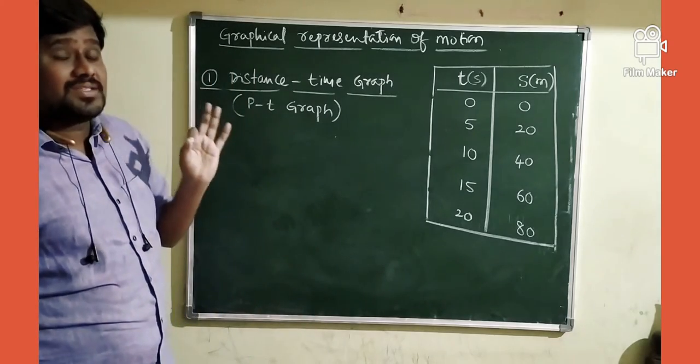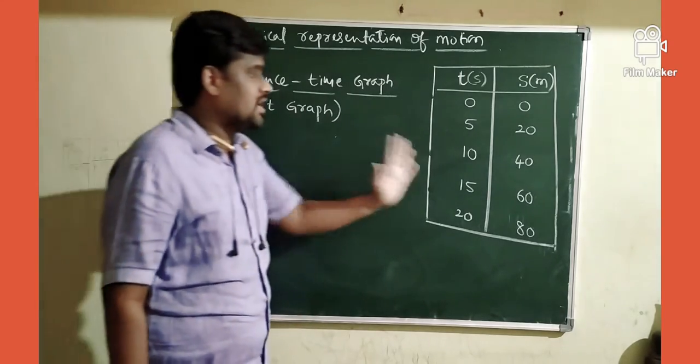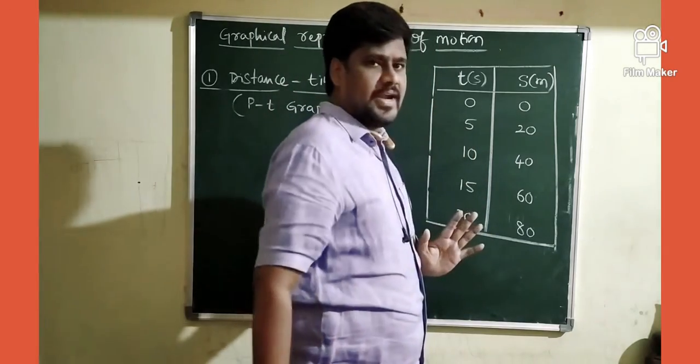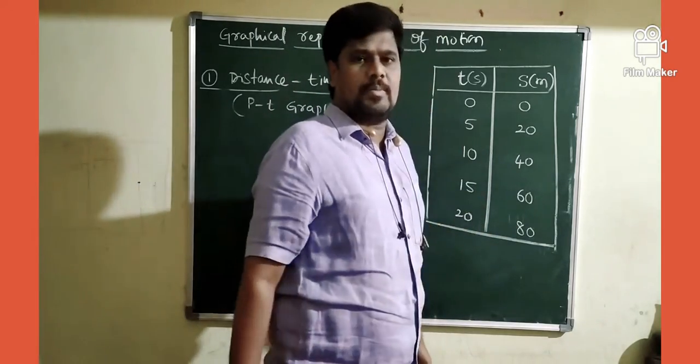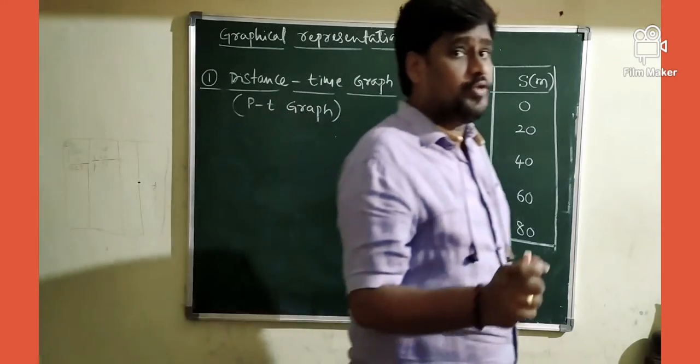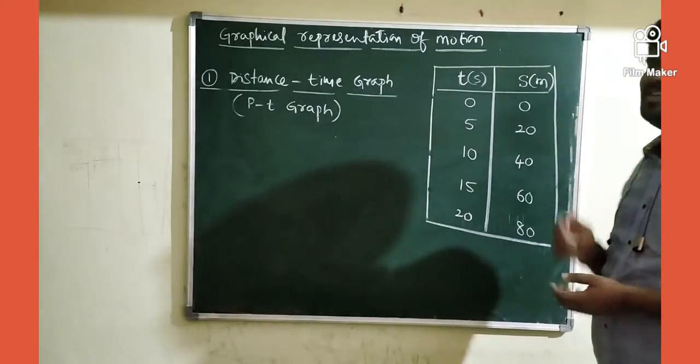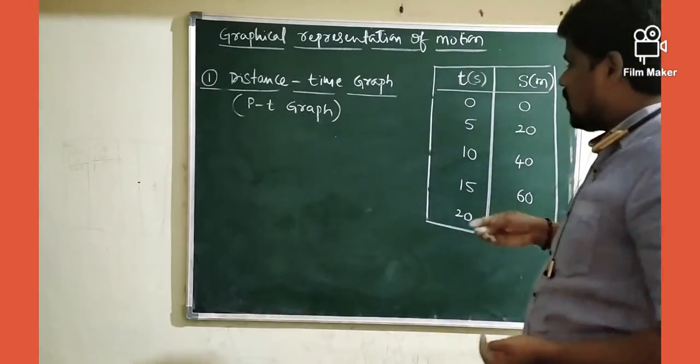What does it indicate? The body is covering equal distance in equal intervals of time. After every 5 seconds, the distance travelled by the body is 20 meters. Let me plot a graph now.